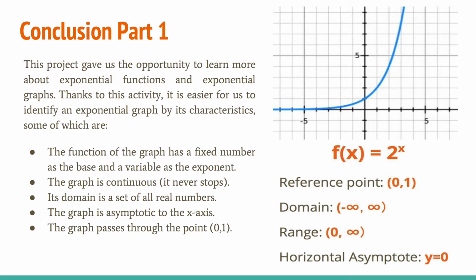This project gave us the opportunity to learn more about exponential functions and exponential graphs. Thanks to this activity, it is easier for us to identify an exponential graph by its characteristics, some of which are: the function of the graph has a fixed number as the base and a variable as the exponent. The graph is continuous, as it never stops. Its domain is the set of all real numbers. The graph is asymptotic to the x-axis. The graph passes through the point (0, 1).